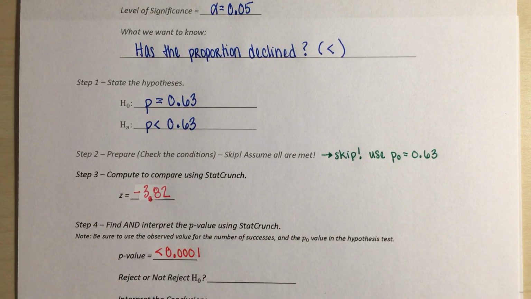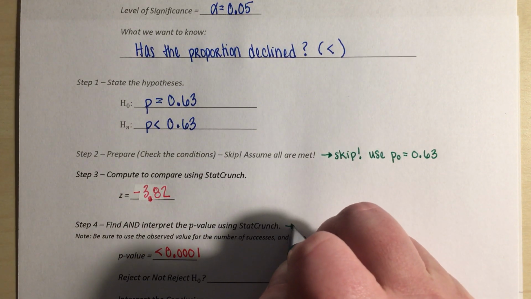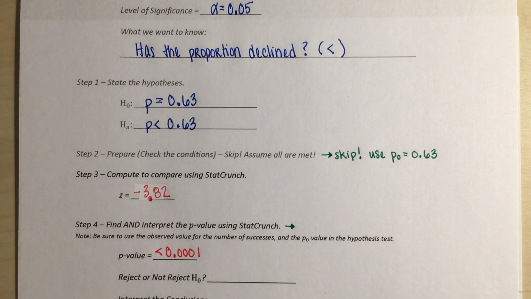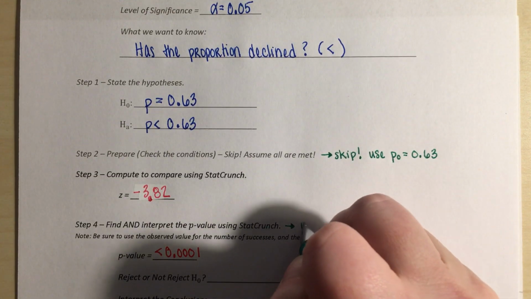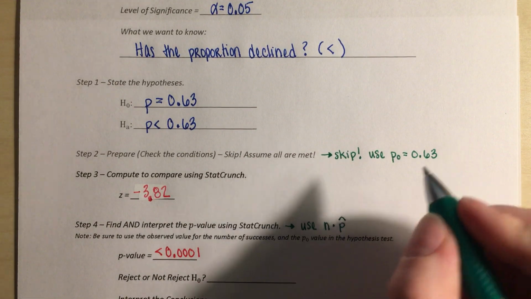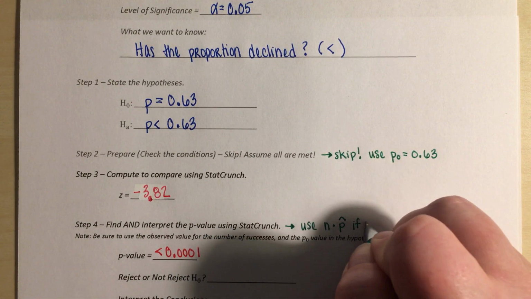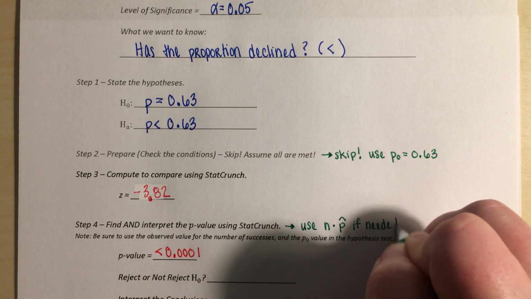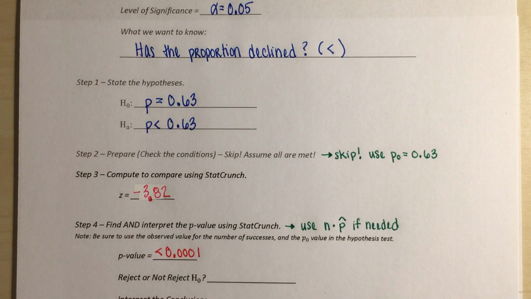And our p-value that we get from StatCrunch gives us less than 0.0001. When we're entering our number of successes into StatCrunch, we can use the 538 since we were given that in this problem. I am going to make a little note here that if you aren't given your number of successes and you're given a percentage instead, we're going to use n times p hat if needed when entering things in StatCrunch. So just a couple little helpful hints that are sitting over there.